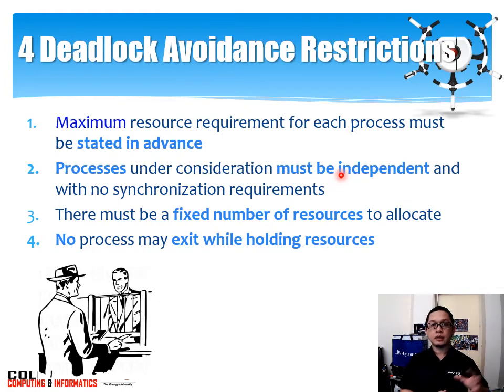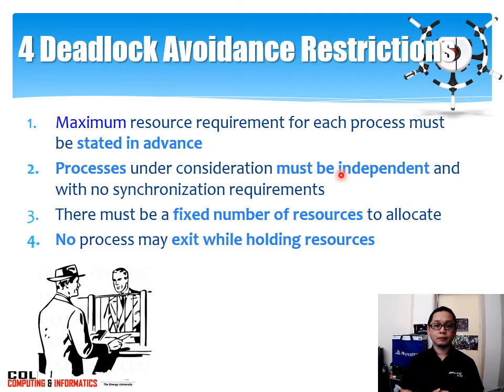Secondly, the processes under consideration must be independent with no synchronization requirement. It means that the result from P1 will not be used by P2, and the result from P2 will not be used by P1. So they are both independent of each other. Because remember that under consideration, P1 might need to be blocked for a while, or perhaps P2 might be blocked. So if they rely on each other's results, it might of course cause deadlock to happen.